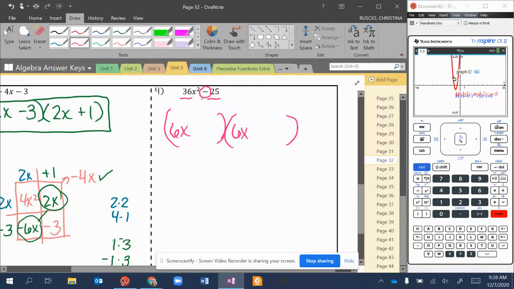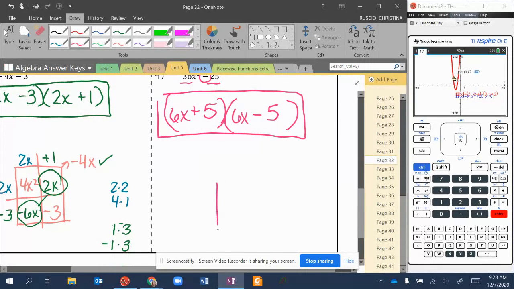What same number multiplied by itself gives me 25? 5 and 5. One of them is plus, the other one is minus. Now, for those of you that were like, whoa, how did we do that? I'm just going to show you very quickly the box method of how this looks and why this works.